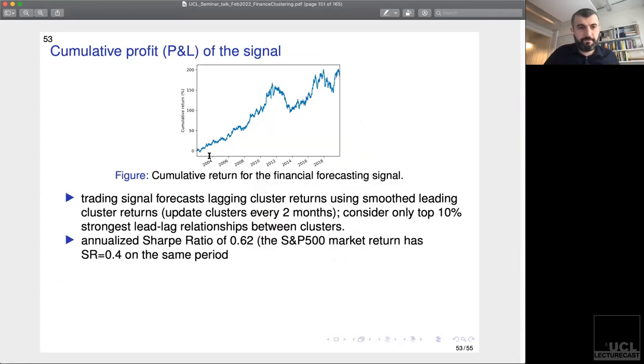And then we also put together a small trading strategy that essentially leverages, as I say here, the trading signal, which forecasts the forward-looking lagging cluster return using some sort of smoothed leading cluster returns from the very recent periods. And the P&L plot here looks as you see, and the Sharpe ratio is 0.62, so not great, but this is indeed a statistically significant signal.